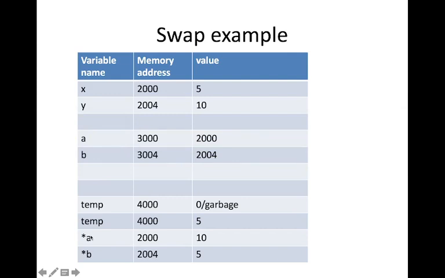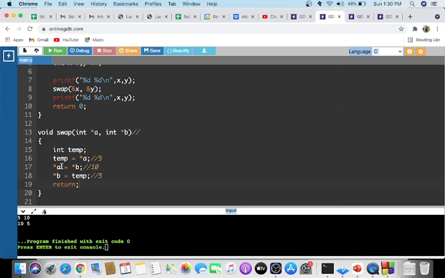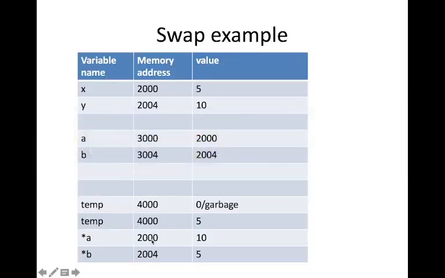Now star A means value at address of A. Star A means it is at memory address location 2000. So that will be changed here. So star A equal to star B means the value at address location 2000 will be changed to 10. Star B means value at address 2004, that will be changed to 5. So 2000 will become 10, and 2004 will become 5. So these two address locations' values have been changed to 10 and 5. So that is what is happening inside the memory.